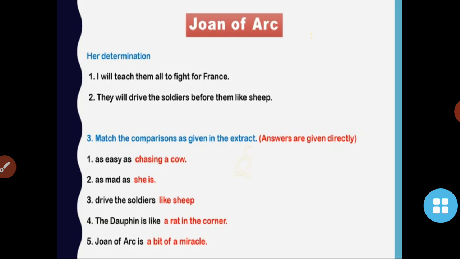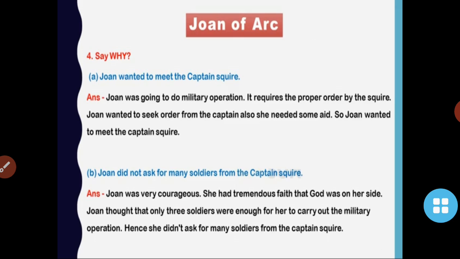The third question is done. Now the fourth: say why Joan wanted to meet the Quinter Captain Squire. The whole answer is given, so you can note it down and write it for yourself, so it will be easy for you all. Now B: Joan did not ask for army soldiers from Captain Squire. The answer is given, you can note it down.